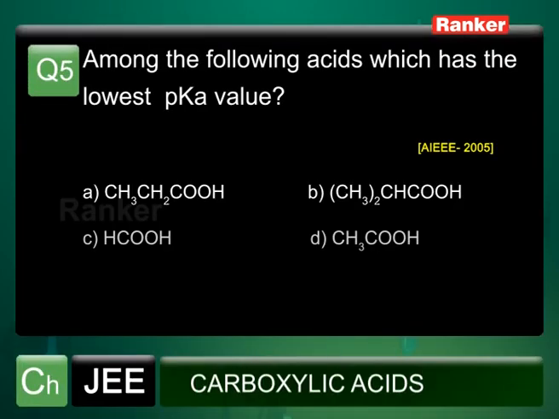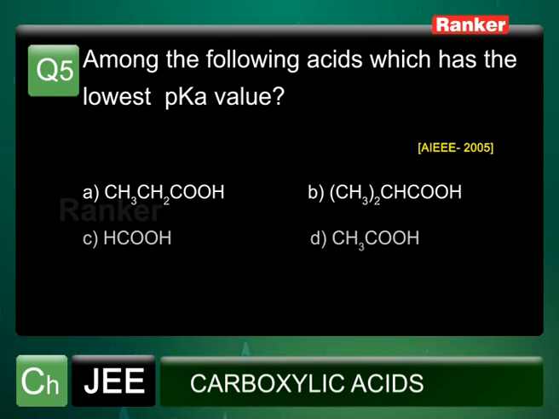This appeared in the AIEEE in 2005. The question says that among the following acids, which has the lowest pKa? As we see, if the Ka value is highest, the acid will be the stronger acid, but the lowest pKa value is the strongest acid. So we have to search for the acid which has the lowest pKa, means strong acid. As we have seen in carboxylic acids, if any donating group is there, acidity will be decreased, and no donating group or withdrawing groups will be the stronger acids.